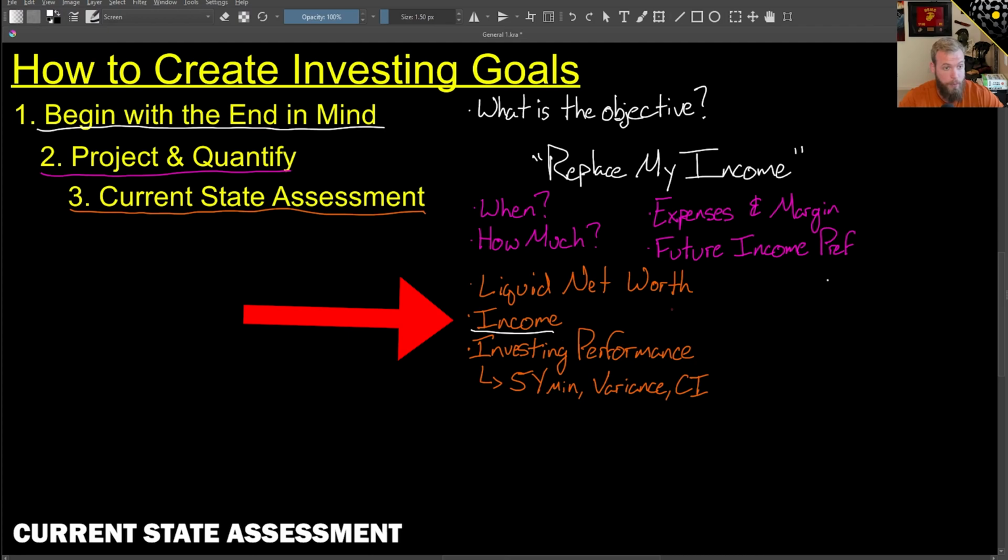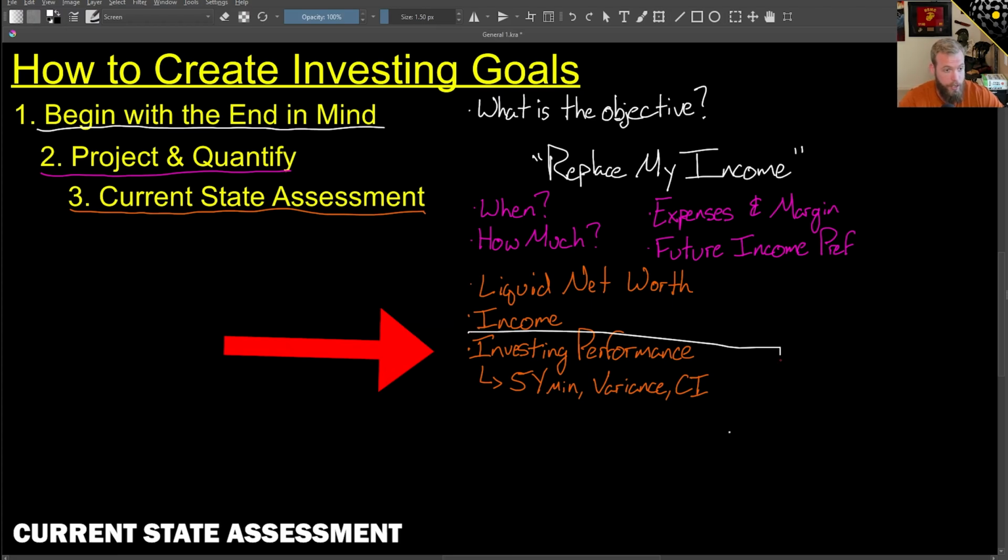Next is your income, because this is going to tie into this later on, aka how much do you make now? How can we grow that? And how much of it can we keep? And then the last one, this is another source of income for traders, which is your investing performance.